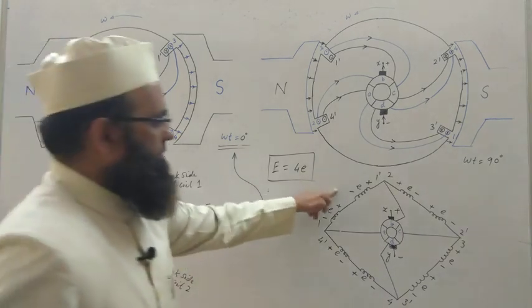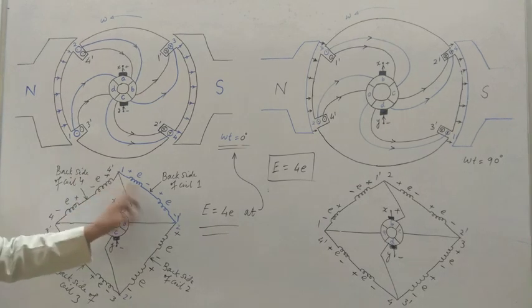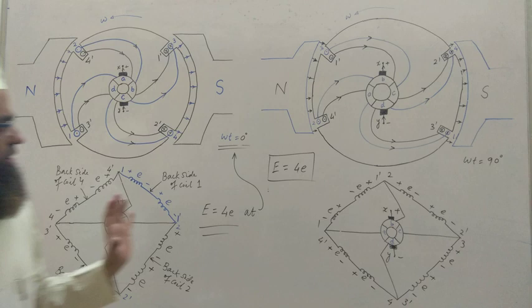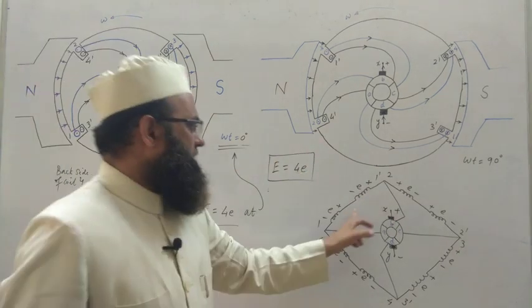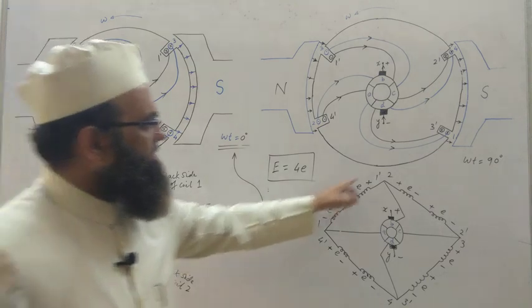Coil 1 at omega t equal to 0 degree. See the polarity: 1 has plus polarity, 1 dash has negative polarity. Whereas at omega t equal to 90 degree, the opposite is there. 1 is now having negative, and 1 dash, which was negative, is now positive.